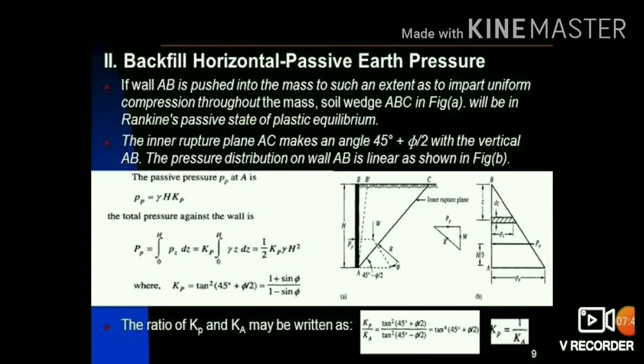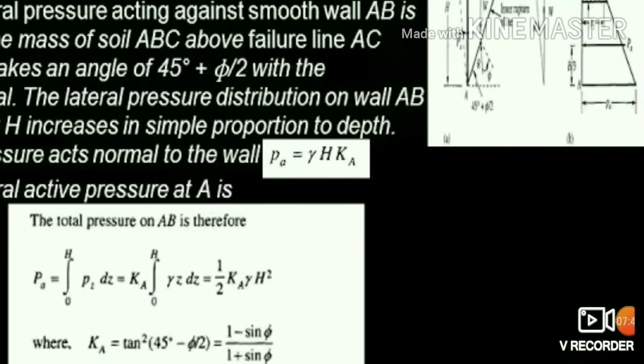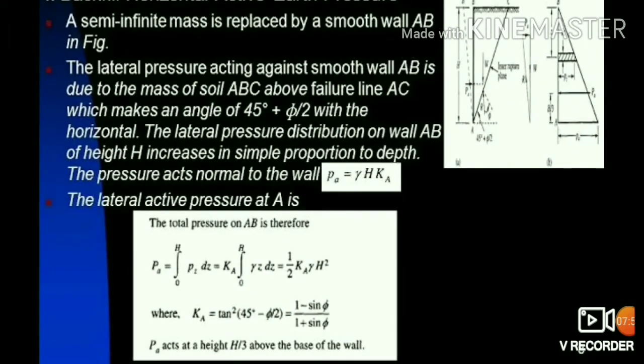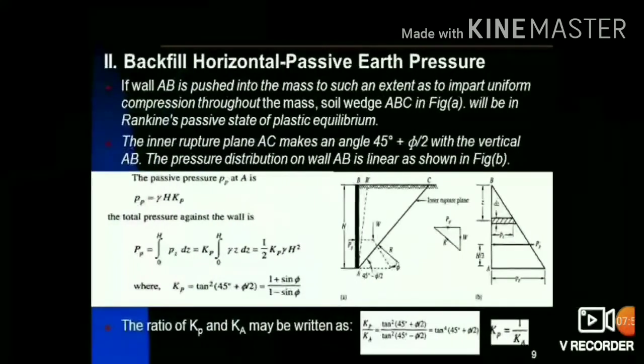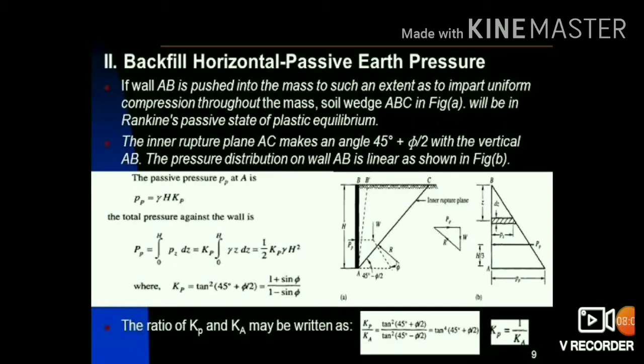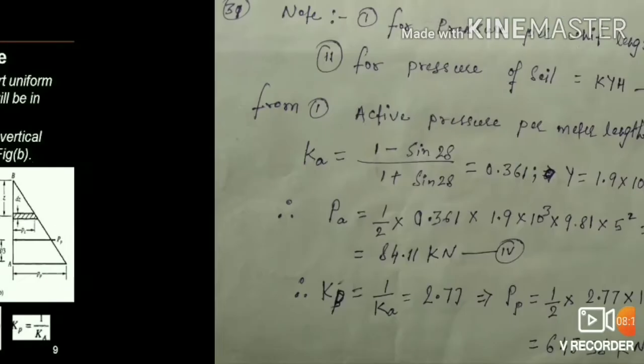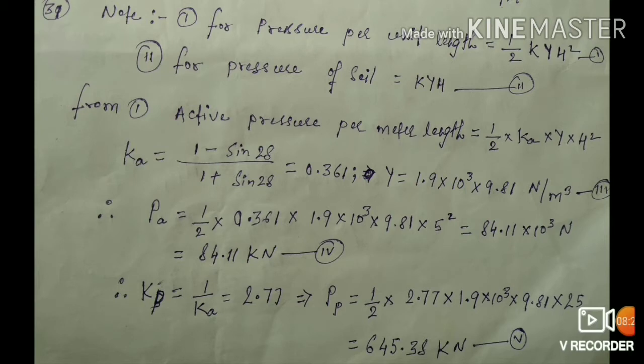Now in the case of passive earth pressure, it is similar to active earth pressure. In the case of active earth pressure, the Ka value is 1 minus sin phi divided by 1 plus sin phi, and in the case of passive earth pressure, the Kp value is 1 plus sin phi divided by 1 minus sin phi, the reverse of Ka, that is 1 by Ka. Everything else is the same for Kp and Ka. I have also written a clear note: note 1 is for pressure per unit length, that is 1 by 2 into K into gamma into H square. I have not mentioned whether it is Ka or Kp, you can use both, but I have clearly mentioned pressure per unit length. And note 2 says for pressure of soil, K into gamma into H.